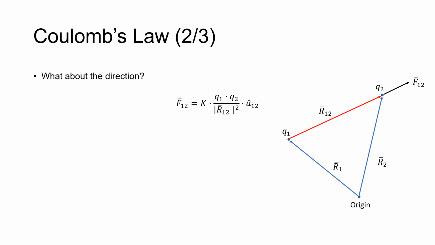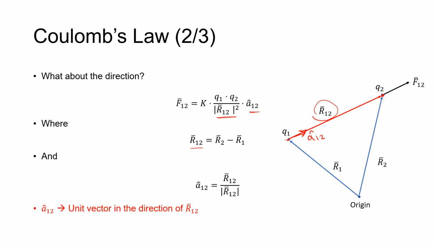Here we discuss Coulomb's law again, but showing the direction. The first charge is here, the second charge is here, and between them is some distance, or vector r12. We can rewrite Coulomb's law with the magnitude squared of r12, and multiply by the unit vector a12, which is a unit vector in the r direction. In simple terms, r12 equals r2 minus r1, and a12 is simply the ratio between the vector itself and its magnitude.